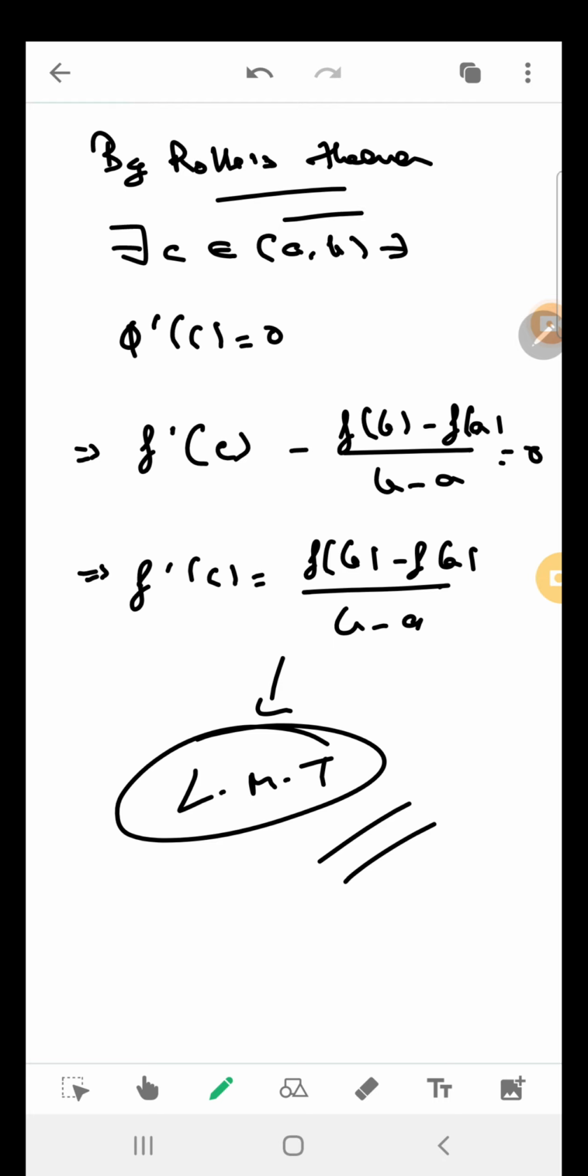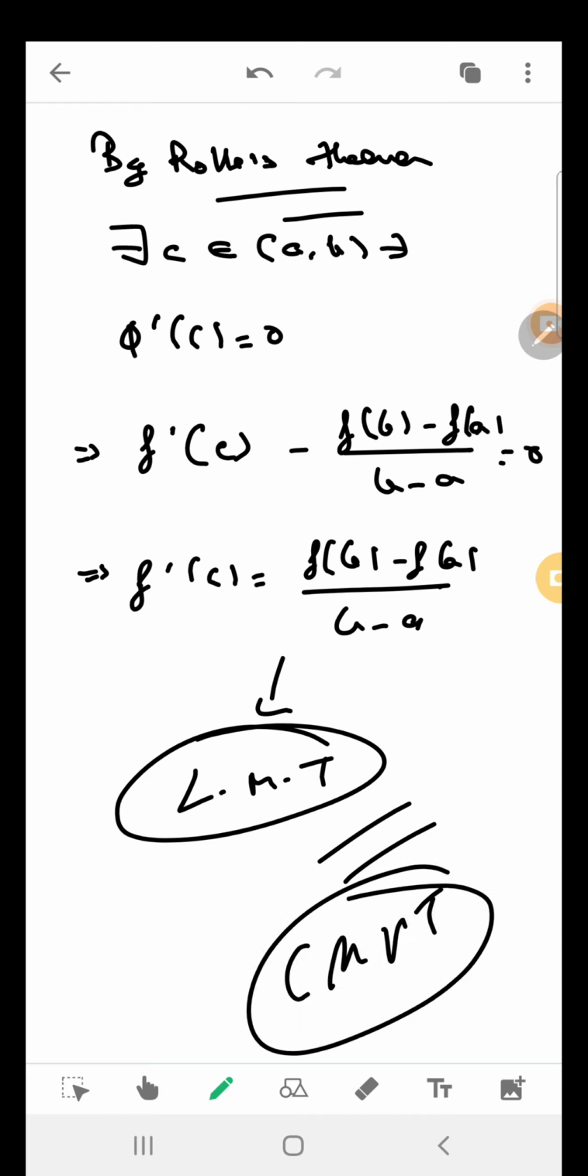Clear? Got it? So this was all about Rolle's theorem and Lagrange's theorem, guys. In the next lecture I will try to bring a lecture on Cauchy's mean value theorem, which is also called CMVT. So we will be meeting in the next lecture.